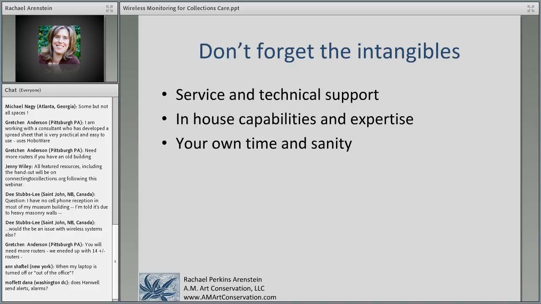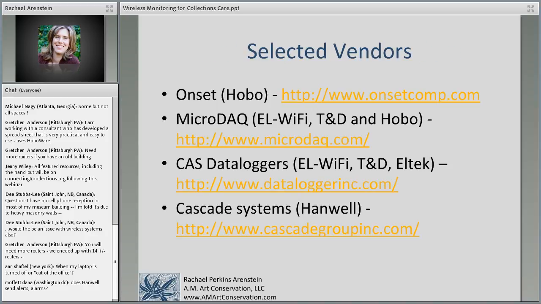That said, don't forget that all of the products I've mentioned here come from companies that provide very good customer support. Make sure that you've got your own in-house capabilities on board with what you want to do. And your own time and sanity should count for something in getting these systems set up. So I think I squeezed it in just under the hour.